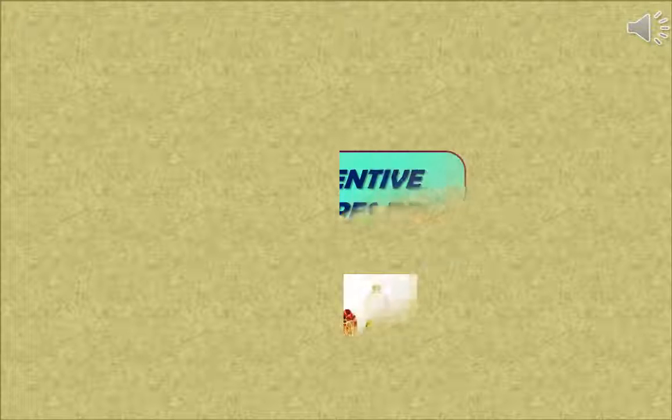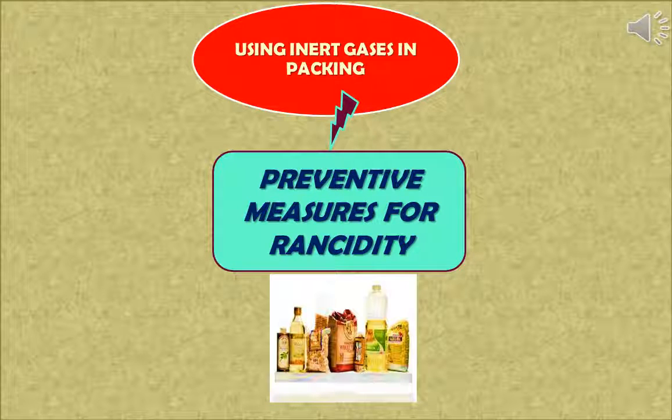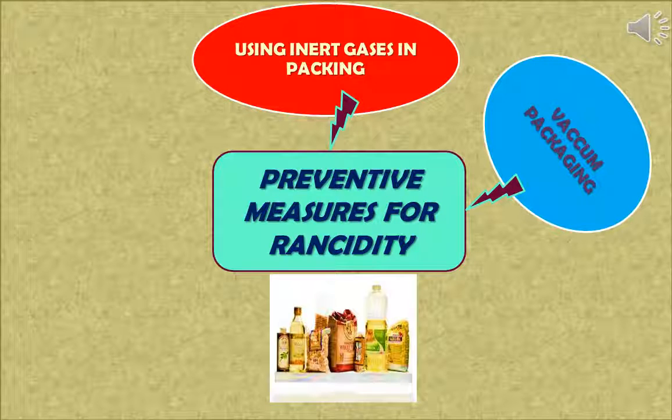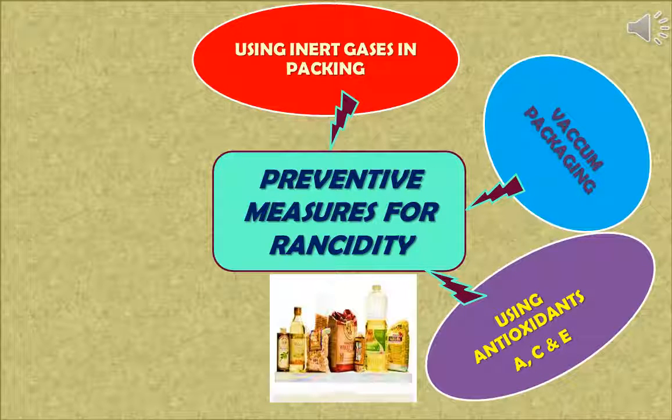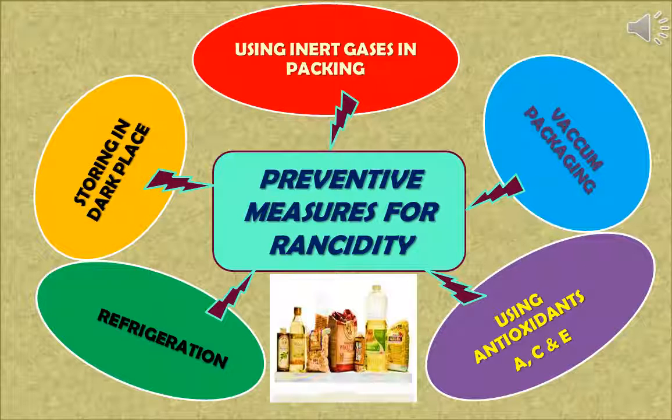Now let's see how we can prevent rancidity. There are various methods through which we can prevent rancidity of food. For example, we can use inert gases in packing, which protect against rancidity, and we can use vacuum packing or sealed packing, and we can use antioxidants, for example A, C, E, which prevent the oxidation process. We can refrigerate our food, and lastly we can store food in a dark place so the rate of the oxidation reaction decreases.